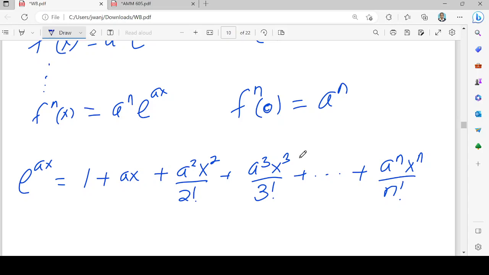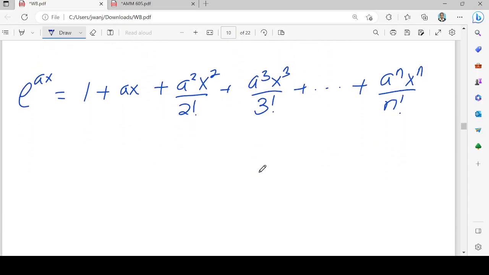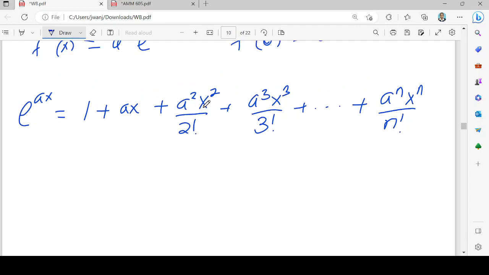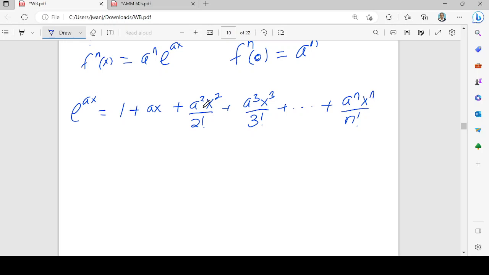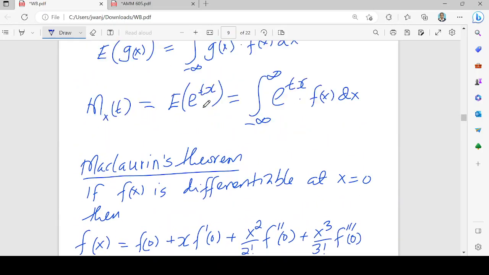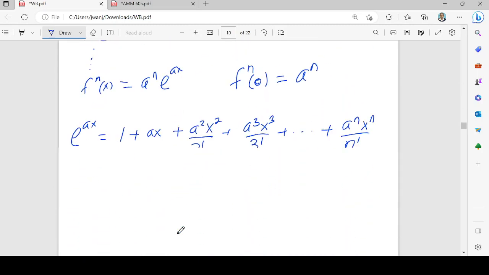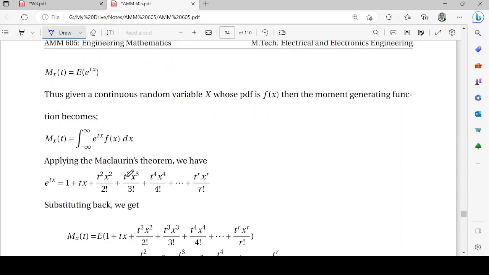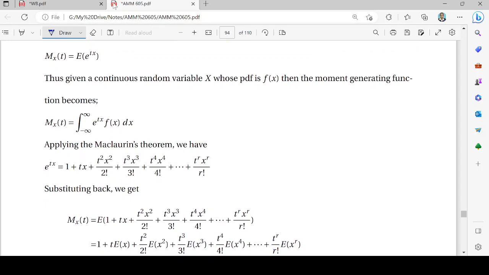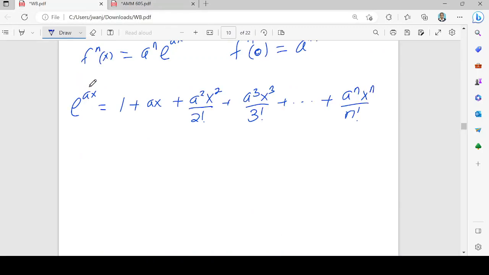So now we want to consider our function, the function that we had earlier. So if we go back to our function now, we wanted to find the moment generating function, and we had a series e raised to power tx. We were looking for the expected value of e raised to power tx. So if you look at what we have here, if we want to find e raised to power tx, we can replace a by t in this series.